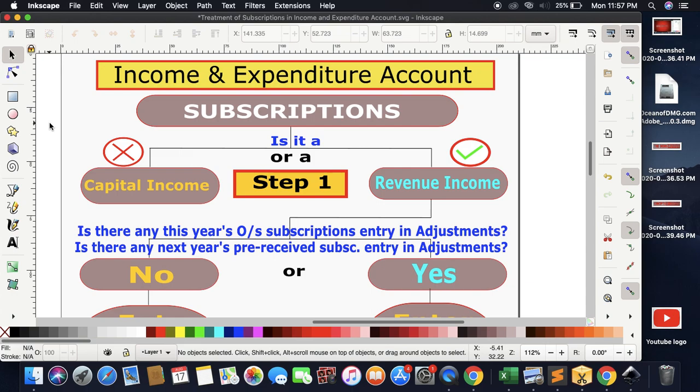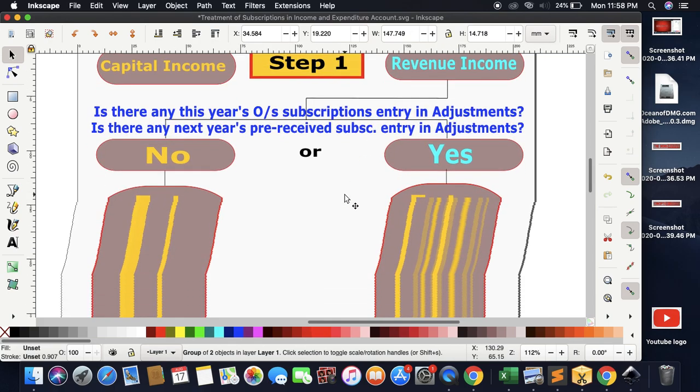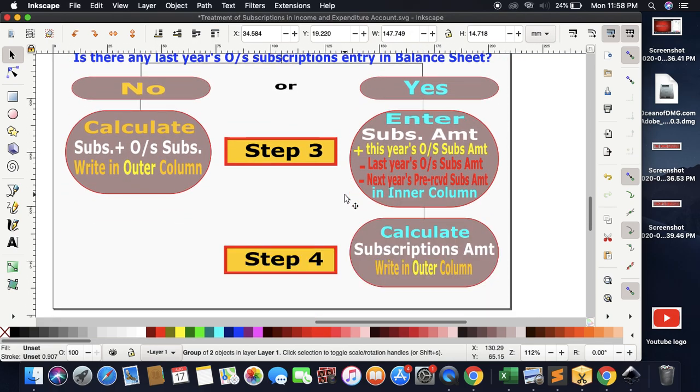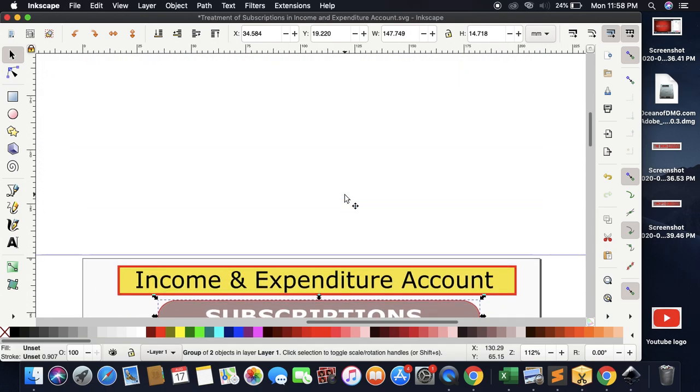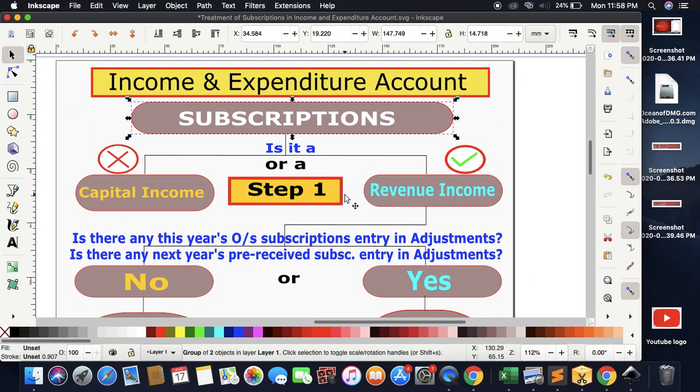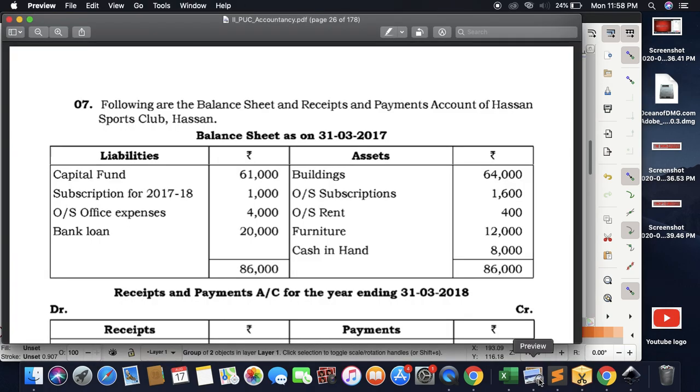Okay, so you would get, generally, because it's a non-profit organization, subscriptions or membership fees, stuff like that. So we are seeing if subscriptions are given, and if there is an entry in the adjustments and in the balance sheet, what do we need to do? Let me show you an example before we start.